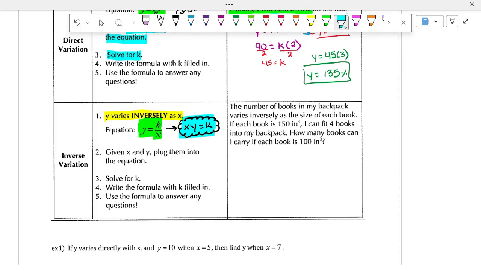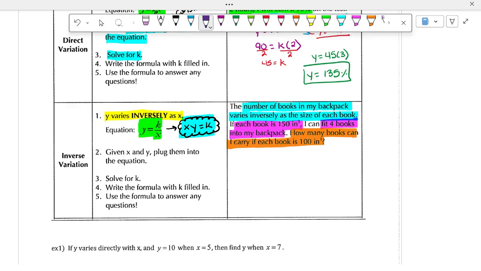And then the steps are pretty much the exact same. Plug in the x and the y they give you, solve for k, and then solve for the variable using that k value. So the number of books in my backpack varies inversely as the size of each book, which makes sense because the larger the books, the less books you can fit in your backpack. The smaller the books, the more you can fit in your backpack. So if each book is 150 inches cubed, I can fit 4 books into my backpack. How many books can I carry if each book is 100?